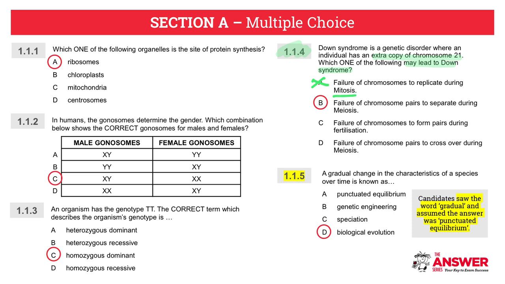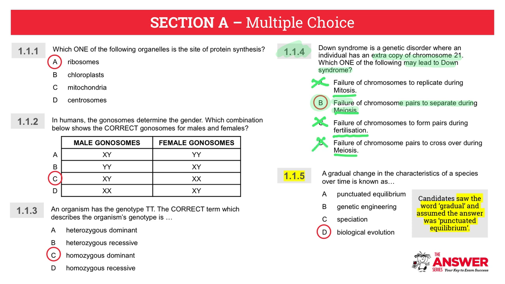Option C talks about chromosomes failing to form pairs during fertilization, which has nothing to do with the availability of an extra chromosome, so that removes C. And then B and D both concern meiosis. B is the correct answer, which concerns the separation of chromosomes that does not occur correctly during meiosis, which basically means that in the case of Down syndrome, possibly both homologous chromosomes move to one pole. They didn't separate during anaphase 1, or in the case of anaphase 2, the chromatids did not separate, leading to one gamete having an additional copy.